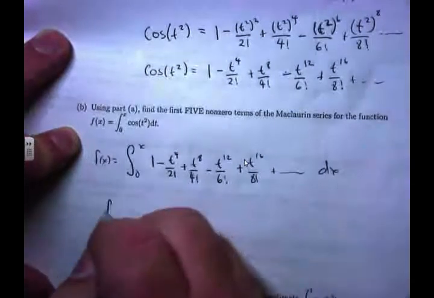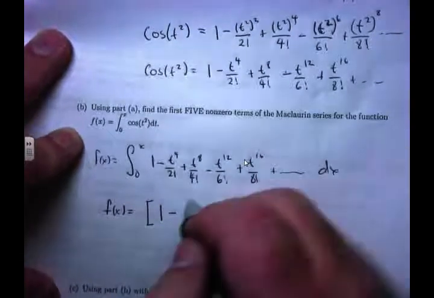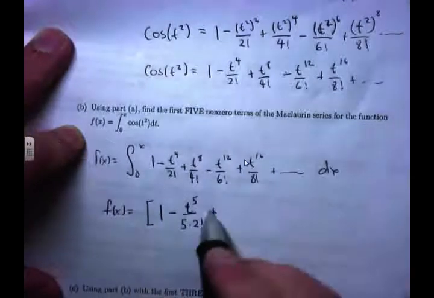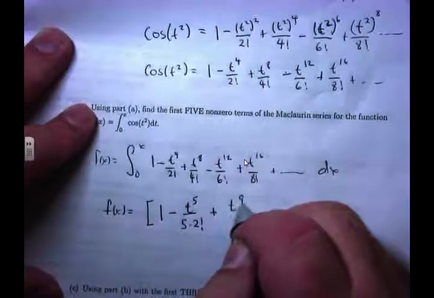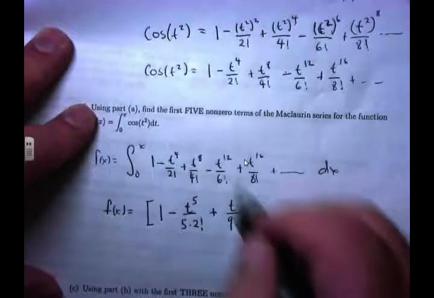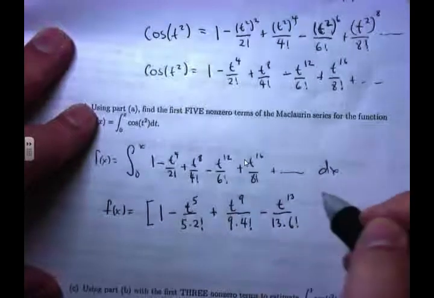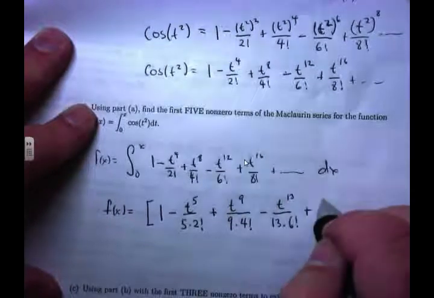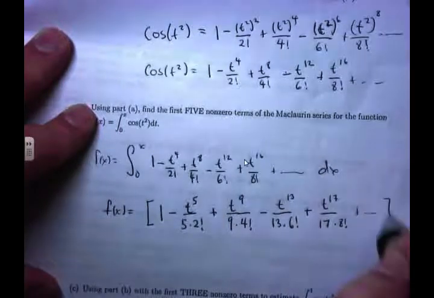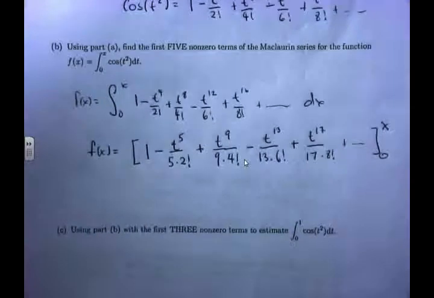yada, yada, yada, dt. So f of x would be equal to 1 minus, what's the integral of t to the 4th? That's t to the 5th over 5 times that 2 factorial on the bottom, plus, what's the integral of t to the 8th? T to the 9th over 9 times the 4 factorial on the bottom, minus, what's the integral of t to the 12th? T to the 13th over 13 times 6 factorial. Plus, what's the integral of t to the 16th? It's t to the 17th over 17 times that 8 factorial. Plus da da da. Evaluated from 0 to x. Because they put bounds on this thing.